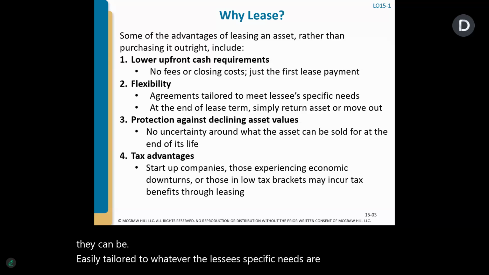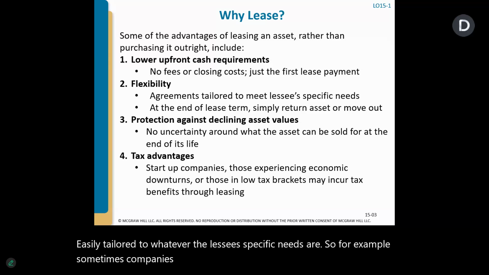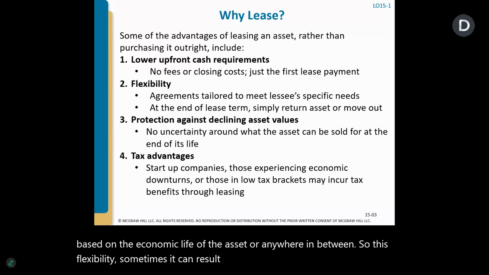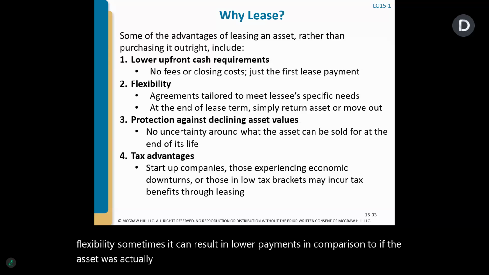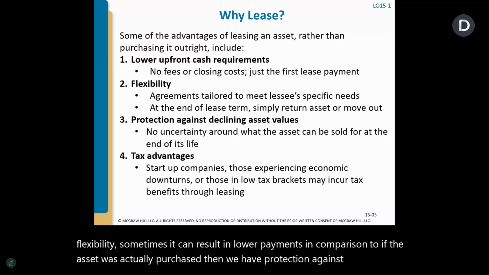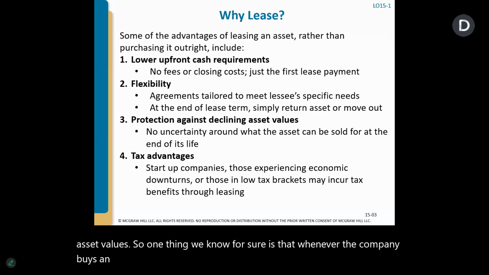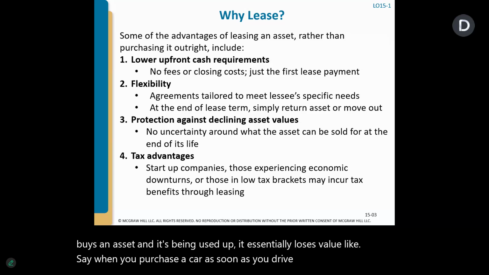So for example, sometimes companies might lease an asset for a short period of time based on the economic life of the asset or anywhere in between. So this flexibility sometimes can result in lower payments in comparison to if the asset was actually purchased. Then we have protection against declining asset values. One thing we know for sure is that whenever the company buys an asset and it's being used up, it essentially loses value. Like they often say, when you purchase a car, as soon as you drive it off the lot, its value declines.